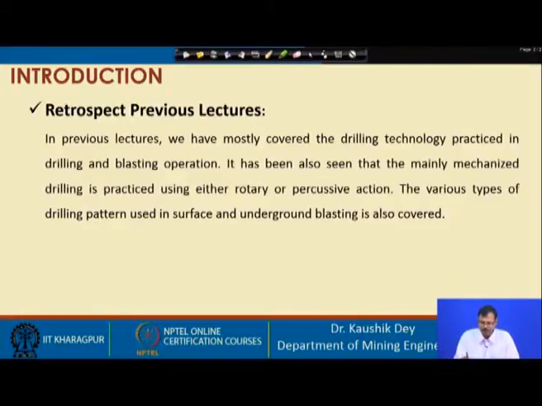However, there are a few special methods of drilling. In most of these cases, in general, we carry out large diameter drilling. Those are not very commonly carried out for drilling and blasting purposes, but those large diameter drillings are carried out mainly for excavation purposes or for creating an opening in the in situ rock mass condition. So, that is basically a special type of drilling technique which is practiced.